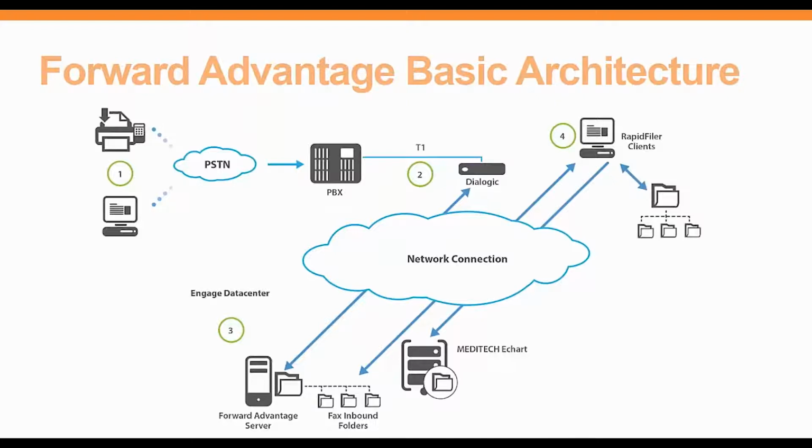Forward Advantage provides a Dialogic gateway that can attach to a PBX or into a SIP trunk for the phone companies, which allows you to handle faxes over IP. You'll also notice in this diagram that the RapidFiler clients actually live at Summit Pacific, and they're deployed very quickly to whoever needs to use them to access both file structures.